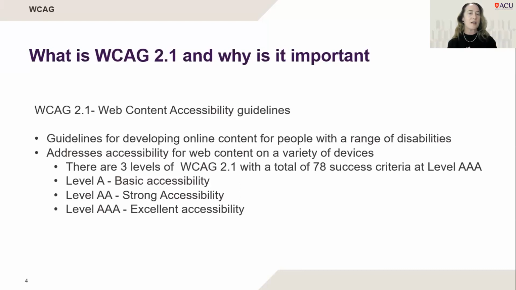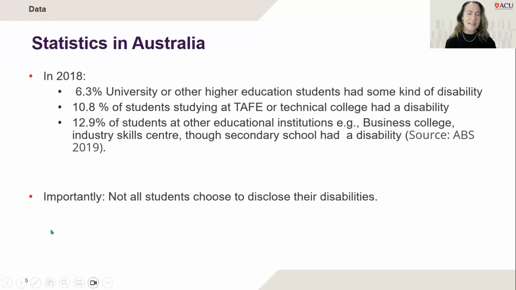Jess and I are going to walk you through what these levels mean and how the 78 criteria work. We're not going to look at all of them today, but we will have a look at some of them. But before we start, let's have a quick look at some of the statistics in Australia. In 2018, statistics showed that 6.3% of university or other higher education students had some kind of disability. 10.8% of students studying at TAFE or technical college had some kind of disability, and 12.9% of students at other educational institutions, so perhaps doing a business college, for example, or an apprenticeship.